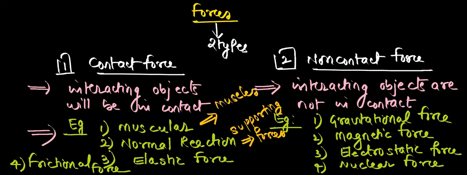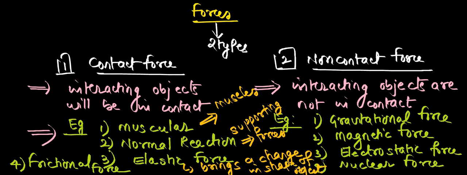Now, elastic force. What is this elastic force? When you apply a force on an object, if that object undergoes any change in its shape, for suppose I'm stretching a rubber, or I take my hairband and twist it. In all those cases, what happens? The shape of the object is changing, right? Yes, ma'am. So the force which brings a change in the shape of an object is called elastic force. Elastic force brings a change in the shape of an object.